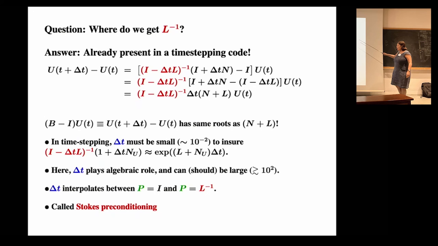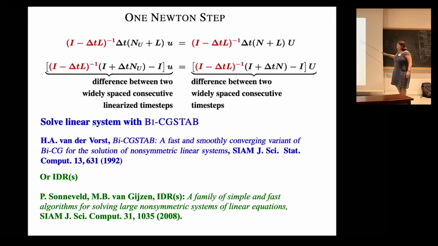We can see that delta T interpolates between the easy but useless preconditioner and the L inverse, which is useful. I call this Stokes preconditioning because that's like the Stokes problem. So we take a Newton step, which would have been N plus L U, and this is the linearization, and you're solving. I use an unconventional decrement for little u instead of an increment.